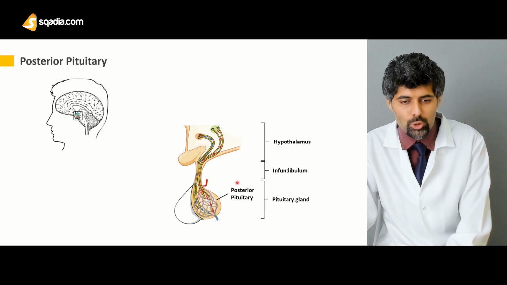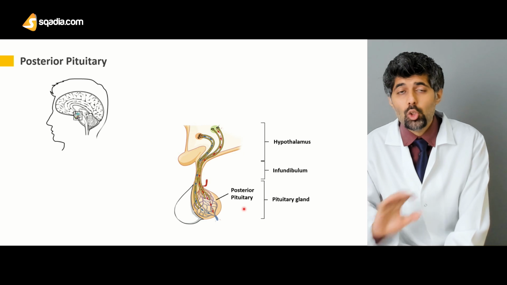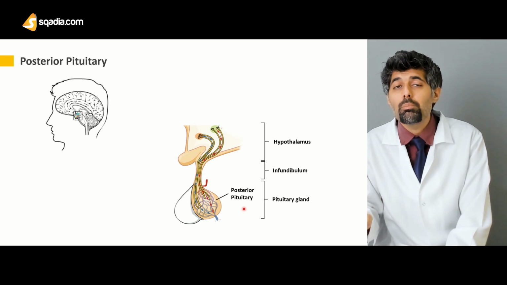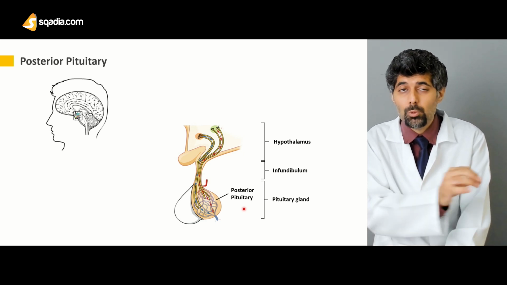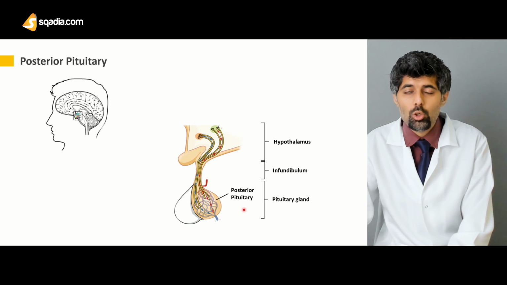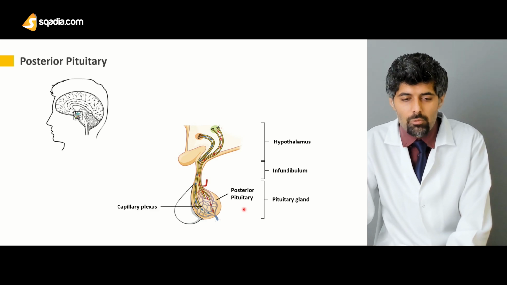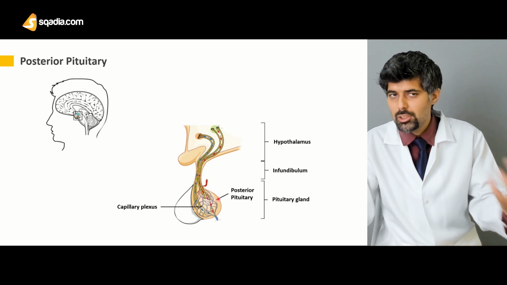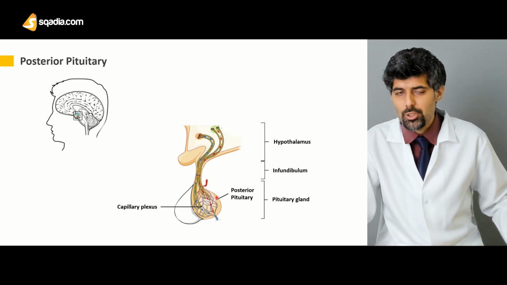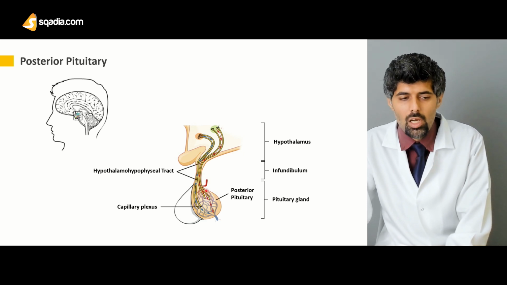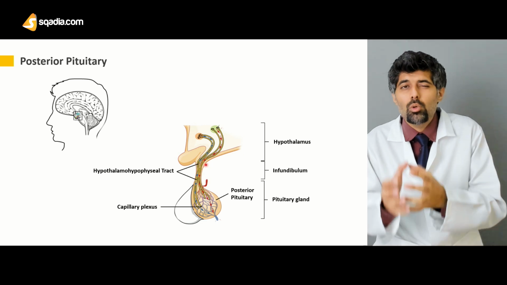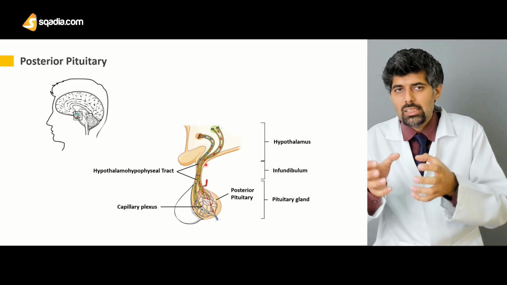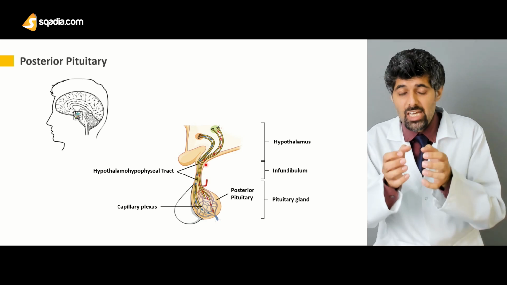Now, this posterior pituitary gland does not produce any hormones on its own. This is a very important distinction compared to the anterior pituitary, because we have a huge capillary plexus in the posterior pituitary, just like we have in the anterior pituitary. We have the hypothalamo-hypophyseal tract, which is a tract composed of axons.